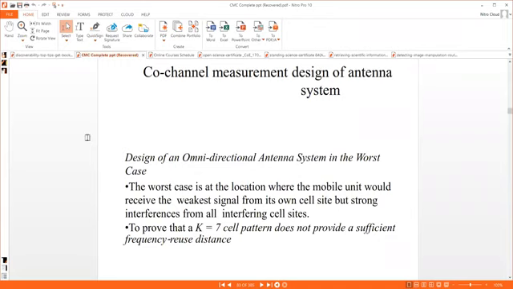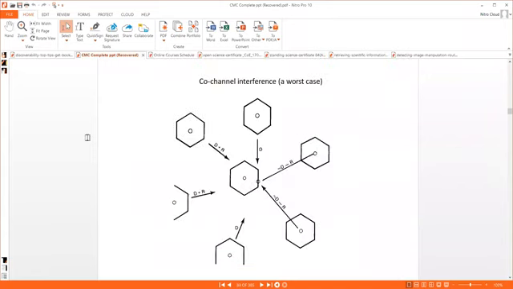Now, here, what is the main thing we have to prove? We are trying to prove that this so-called k equals 7 cell pattern, which we discussed so many times, does not provide a sufficient frequency reuse distance. This 7 cell pattern, what we use frequently, is not a mandatory one to say that it is going to give us the best frequency reuse. Let us look at the worst case. Let us see how these cells are given.